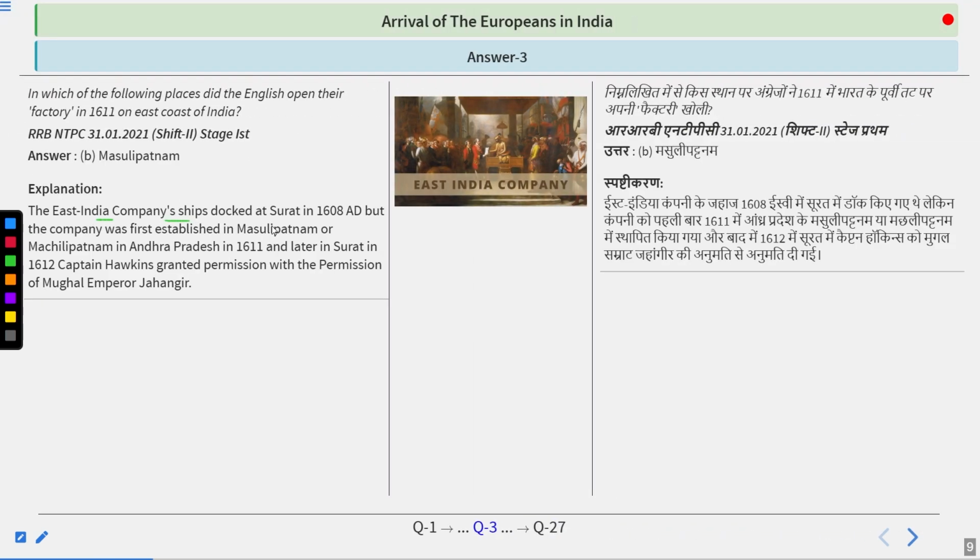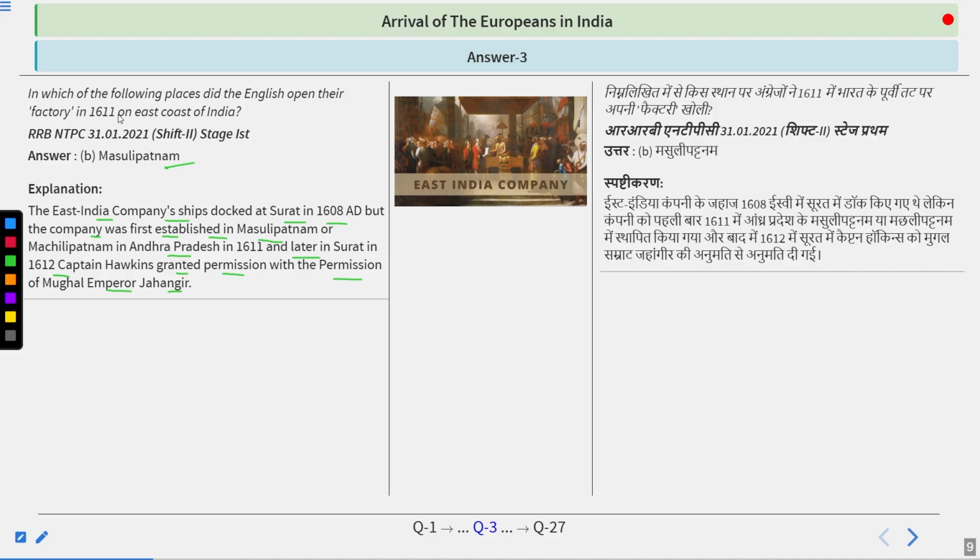So East India Company ships docked at Surat in 1608, but the company was first established in Masulipatnam or Machilipatnam in Andhra Pradesh in 1611 and later in Surat in 1612. Captain Hawkins was granted permission by the Mughal Emperor Jahangir. So the answer is Masulipatnam.